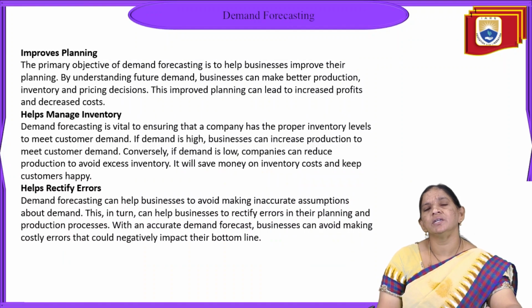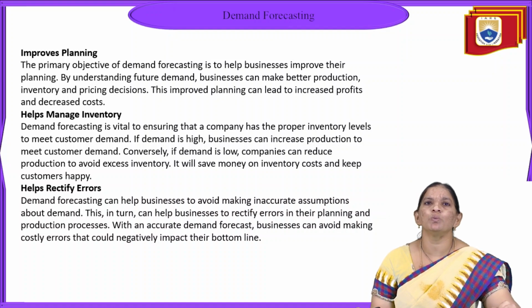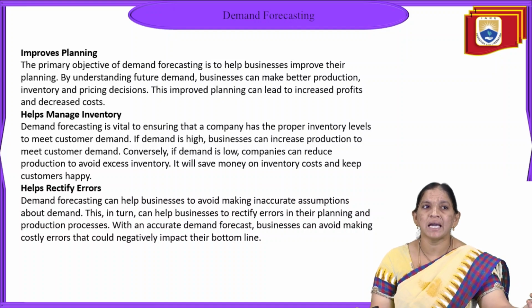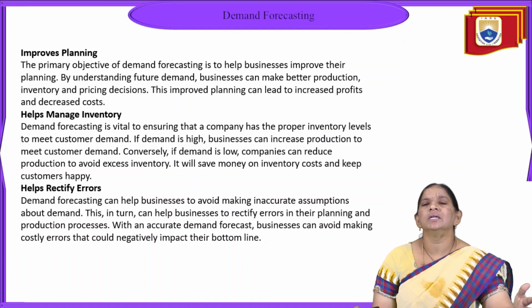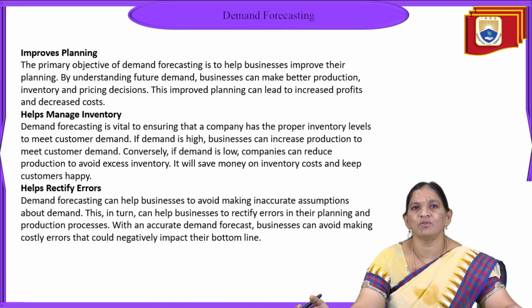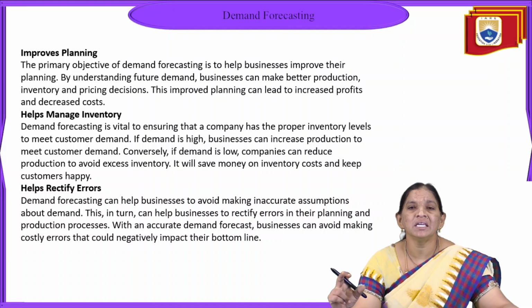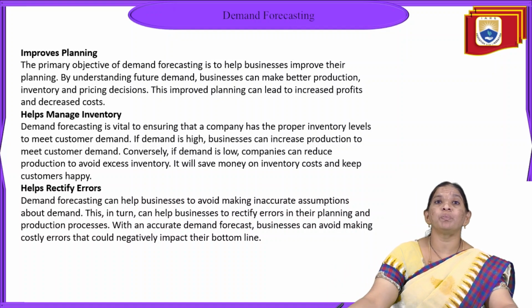Here we come to the first factor: improved planning. The primary objective of forecasting is to improve the planning. As we have seen, demand forecasting anticipates changes in the planning process. Already we planned one thing, but the market demand forecast shows another thing, then automatically we adjust our plan according to the market analysis. So our planning mechanism will be improved by taking the future demand into account, and the business will take better production, inventory and pricing decisions.